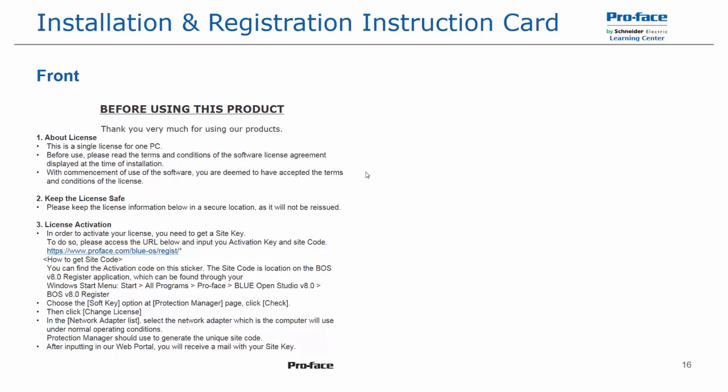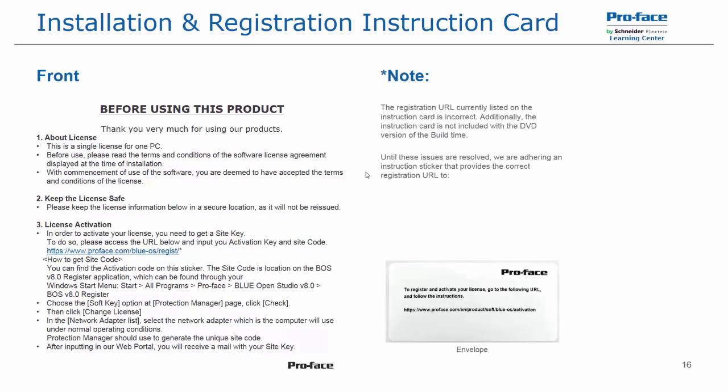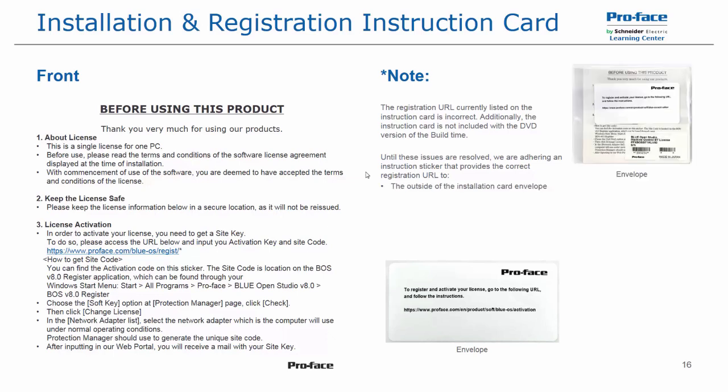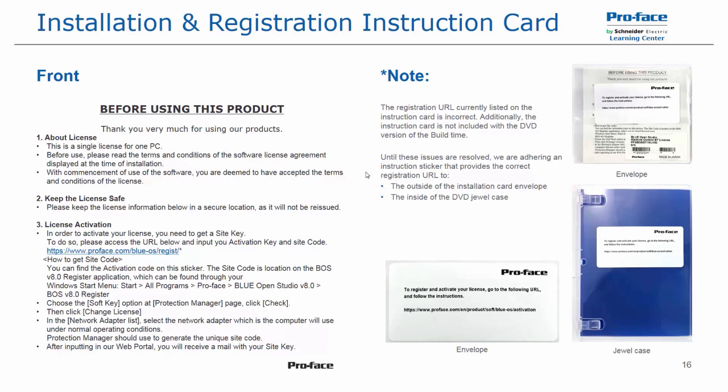A quick description of the installation and registration instruction card. The activation URL on the front is incorrect. So what we've done is place a label with the correct URL on the outside of the envelope for the instruction card, but also on the inside of the jewel case for the DVD installation media.